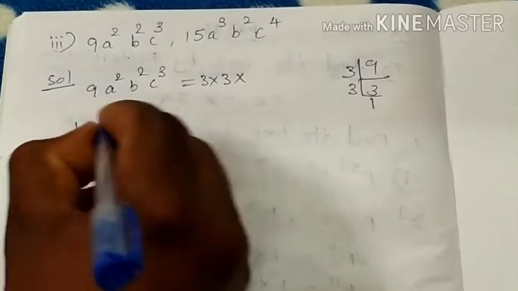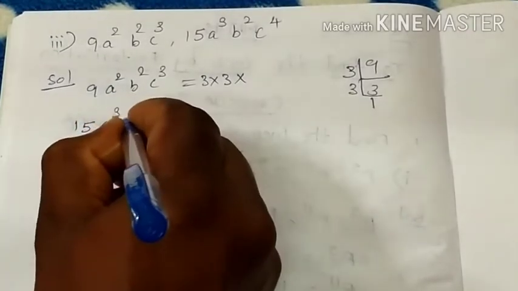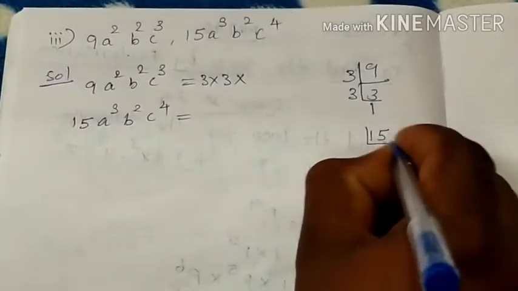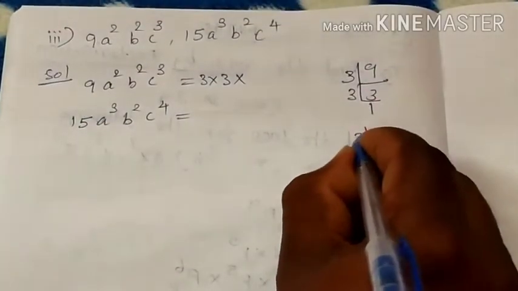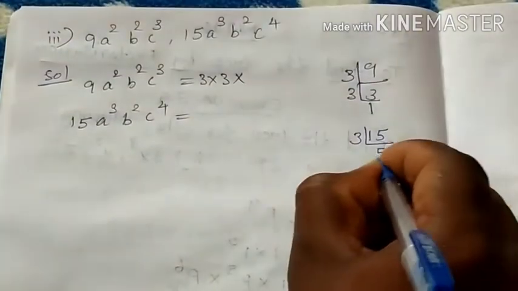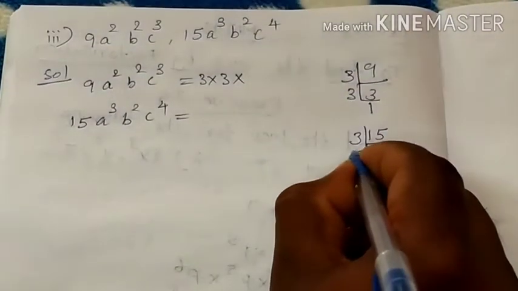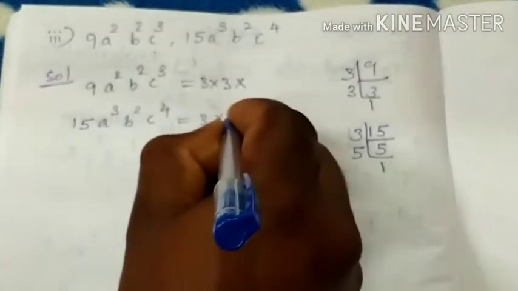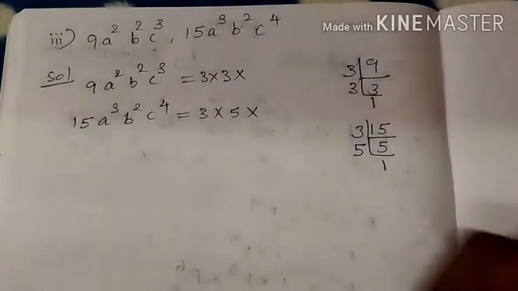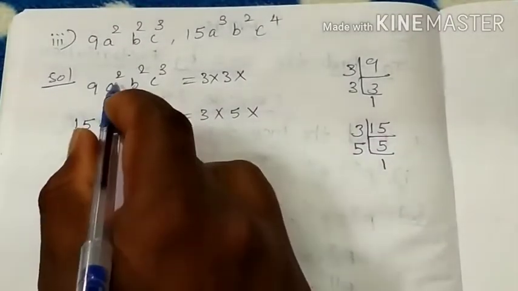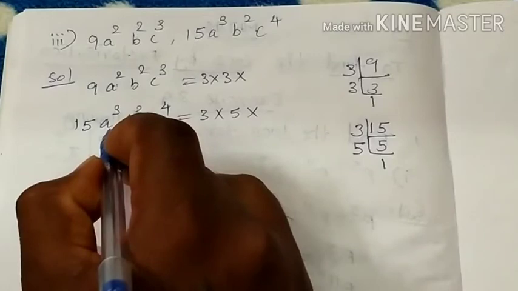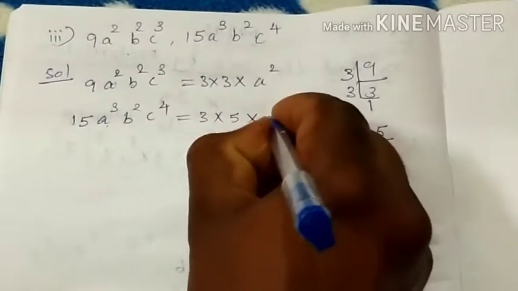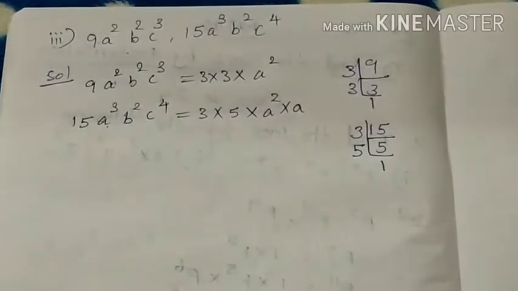The next factor is 15a cube, b square, c power 4. Now find the prime factors of 15. This is 3. 5 3s are 15. Then 5 is a prime factor, so 1 5s are 5. So 15 can be written as 3 into 5. Next compare both variables. This is a square, this is a cube. So a square is written as a square, and a cube is written as a square into a.